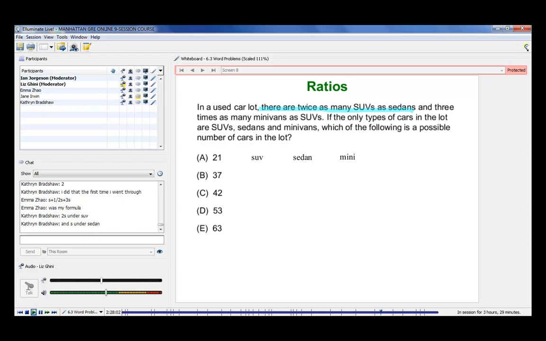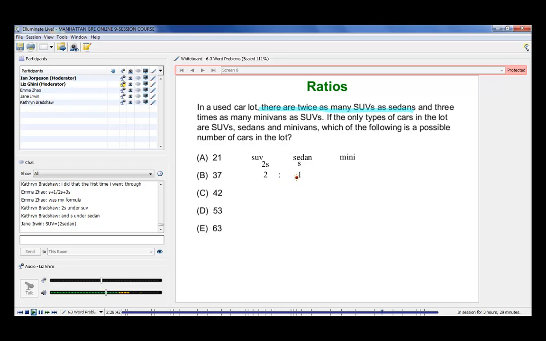Okay. All right. Yeah, or even you could do twice as many SUVs as sedans. You could put in 2 to 1. Just do it as a ratio table. The other possibility might be to say twice as many SUVs as sedans. Sure, this could be 2S and this could be S. Okay, what Jane is saying. We're not sure of exactly what's going to be the best way. Sometimes with a ratio problem you want the algebra, but sometimes you just want a ratio.